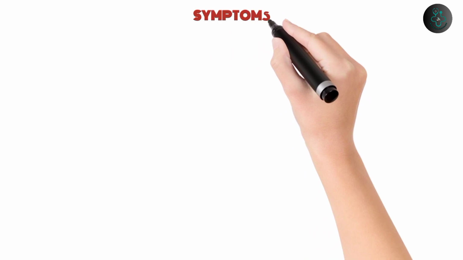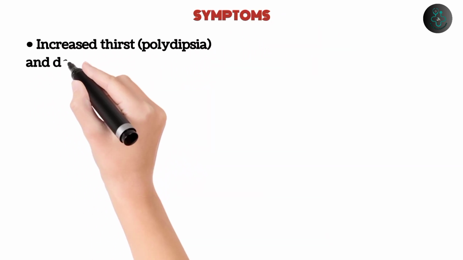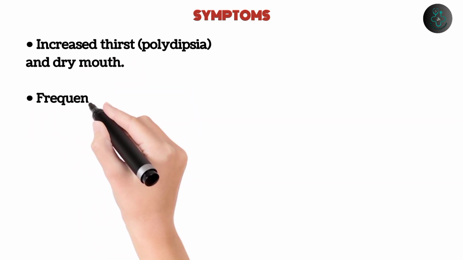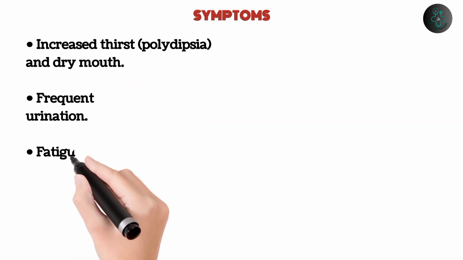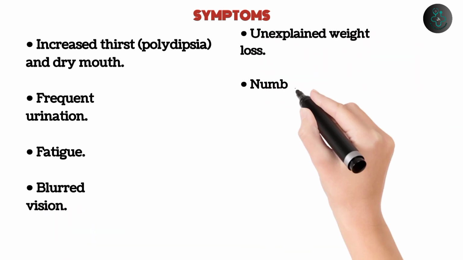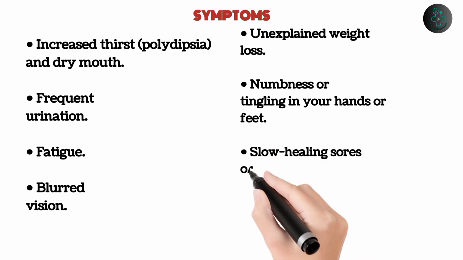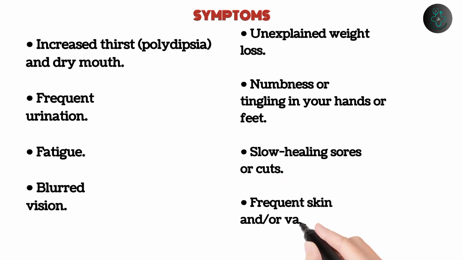Let's discuss the symptoms: increased thirst and dry mouth, frequent urination, fatigue, blurred vision, unexplained weight loss, numbness or tingling in your hands or feet, slow healing sores or cuts, frequent skin and or vaginal yeast infections. There are more symptoms associated with diabetes, but these are the common ones.